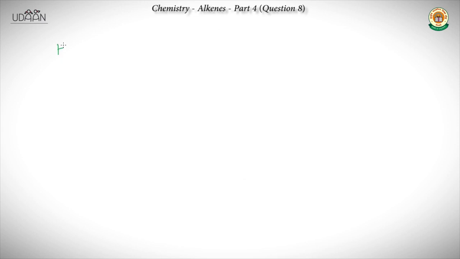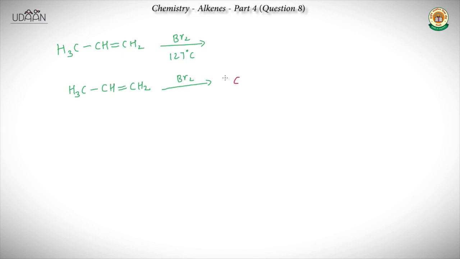In the second part, you are given H3C, CH, double bond, CH2 reacted with bromine at 127 degrees centigrade. Now it seems to be very simple because we were already taught that propene in the presence of bromine will undergo an electrophilic addition reaction and will give you a vicinal dihalide. Now I'll write down the product for you. CH3, CH, CH2, Br, Br. It is vicinal dibromide. Seems to be very simple.